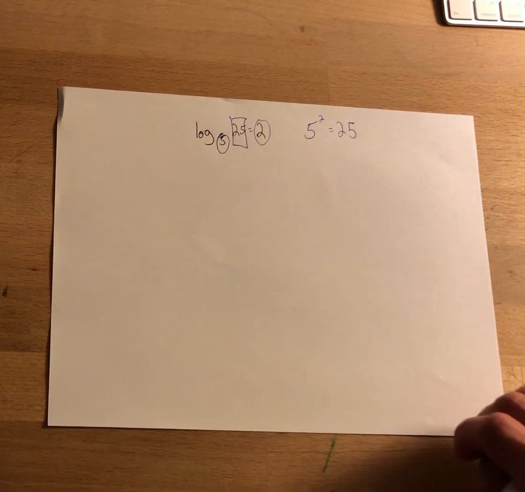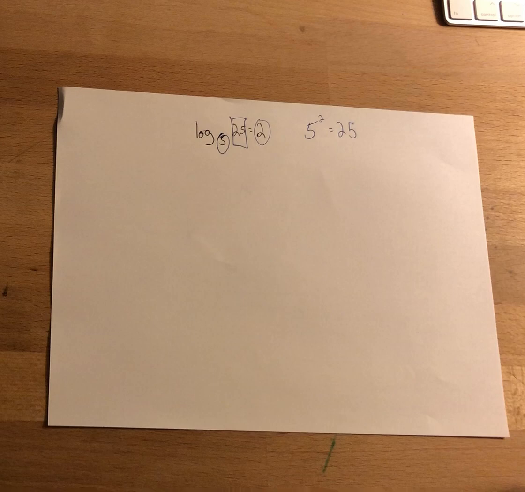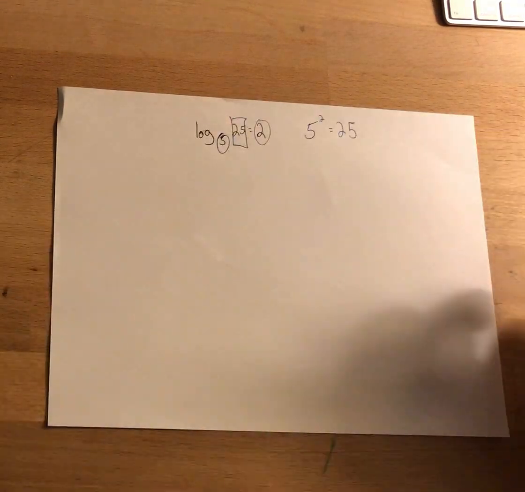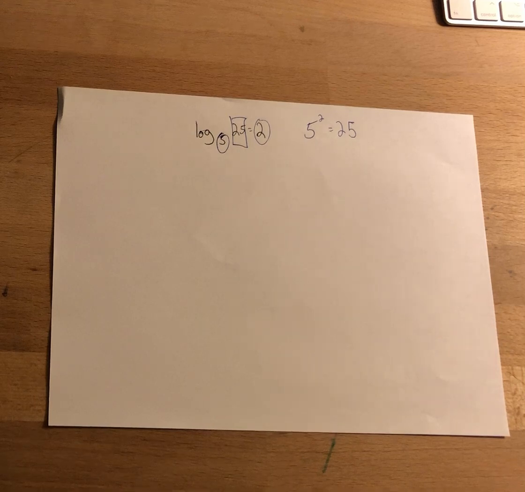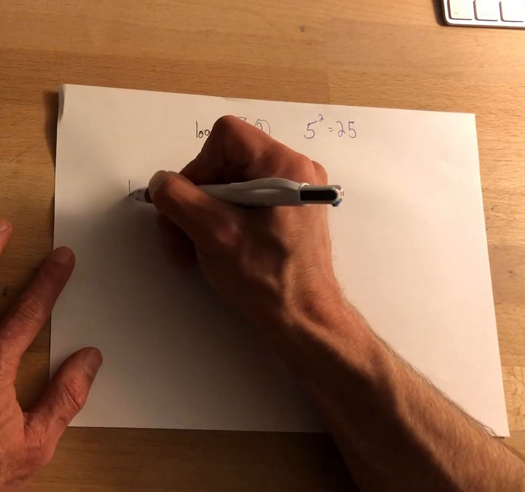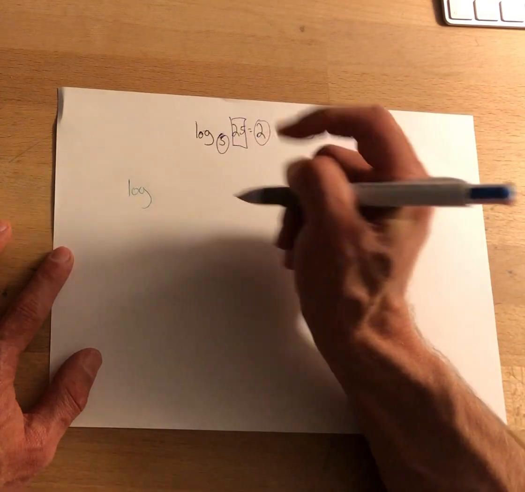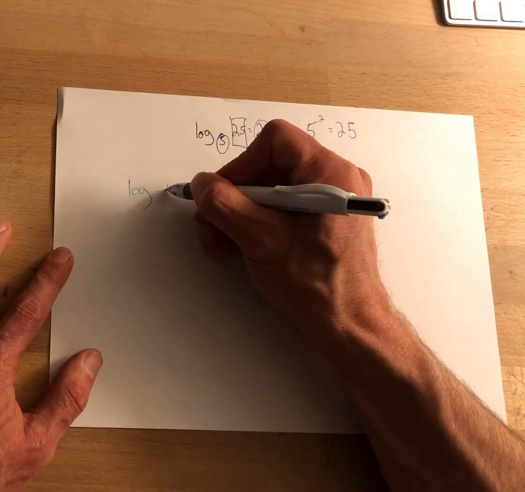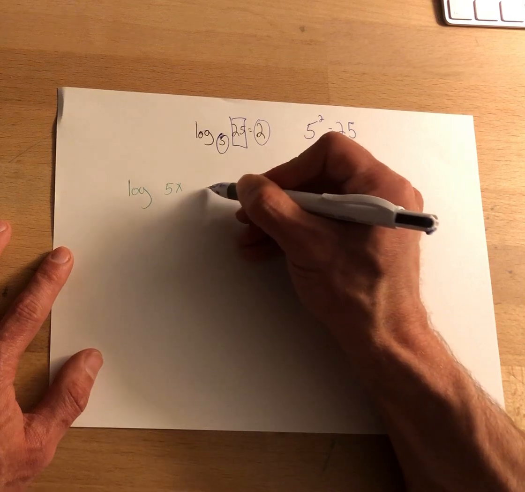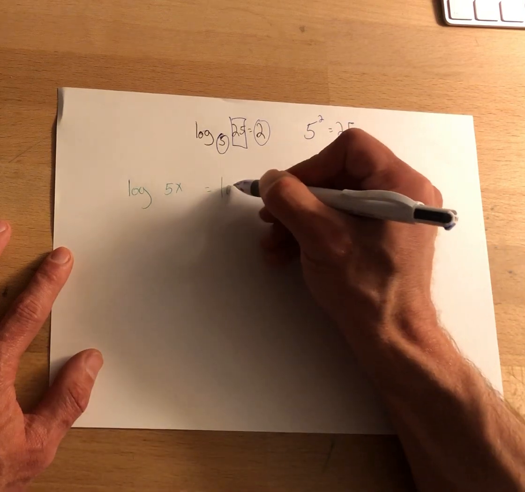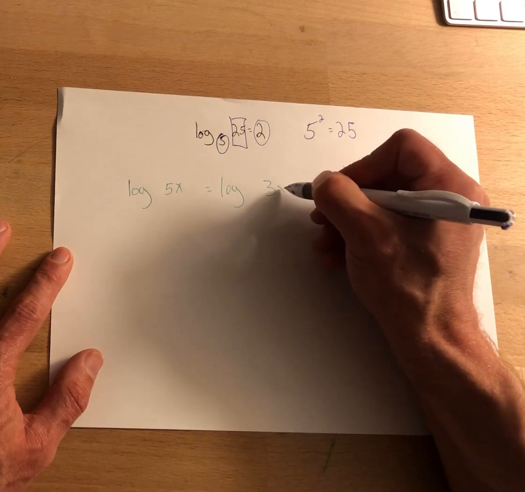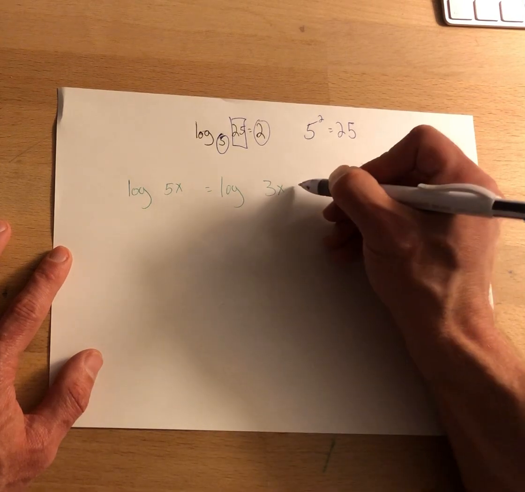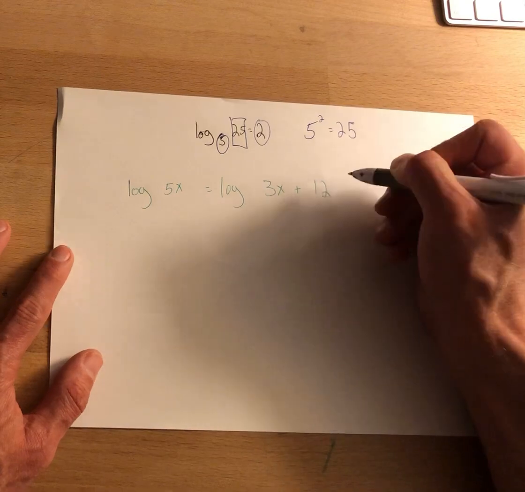Sometimes you're going to have two different logs. You're going to have a log on the left side and a log on the right side of the equation. So let me explain this concept to you. Let's say I say log of 5 times a number is equal to the log of 3 times that same number plus 12.